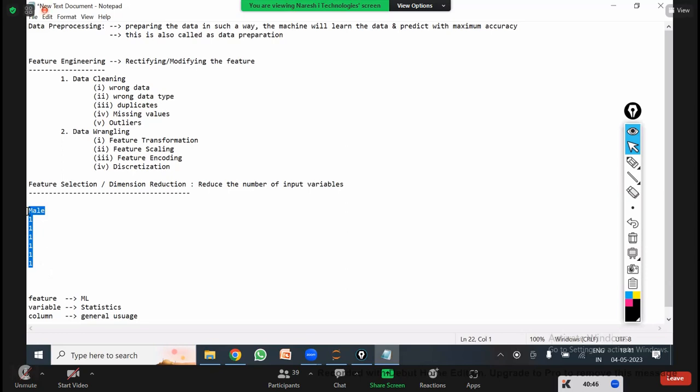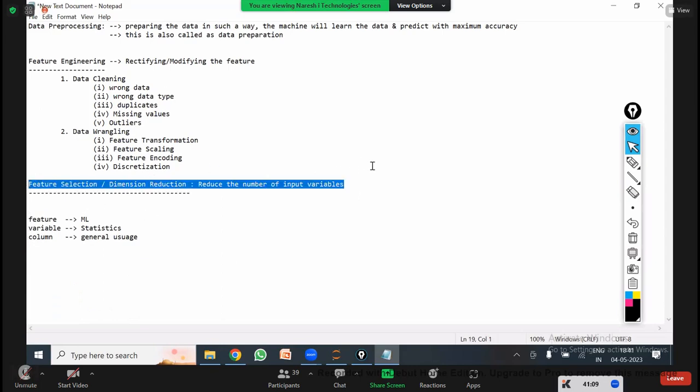So based on the variance and based on the correlation, we are removing the unimportant features. Both of them are statistics. If you know what variance is and what correlation is, both of which we have discussed in statistics, then based on the statistics we are going to identify which is the important variable and which is the unimportant variable, and we are going to drop that.